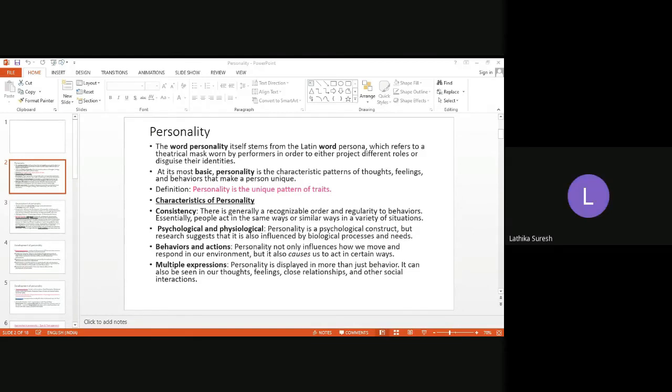Sheldon's somatotype personality. I have covered Sheldon's somatotype: ectomorph, endomorph, mesomorph. Yes. Ma'am, Guilford trait theory, is that important? Guilford trait theory. I covered trait theory, Guilford's, yes.